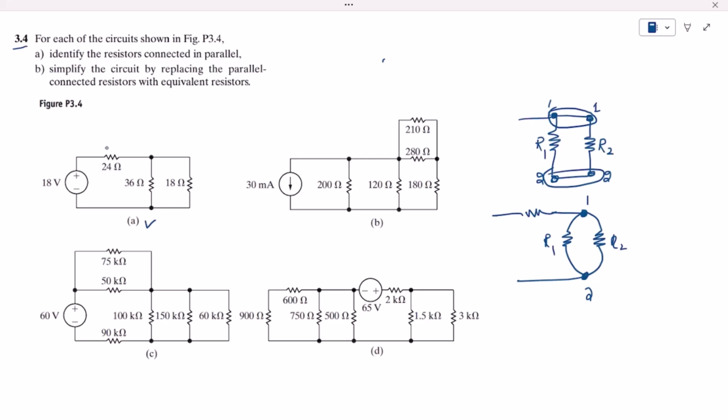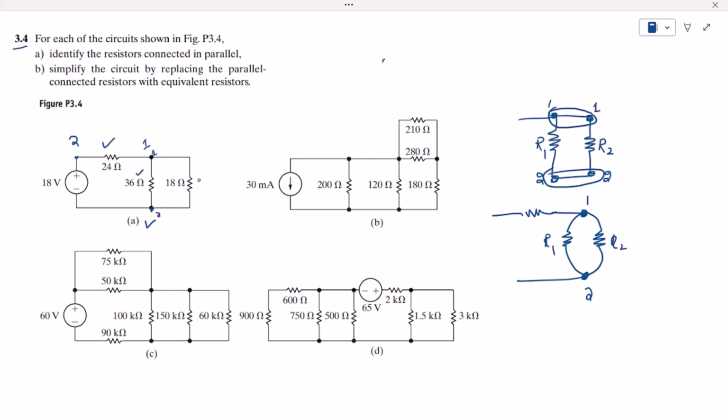Here we can see that this is the first resistor, this is end 1 and this is end 2. We can see that this end is not connected with this end of resistor R2. If this is the first end, this is the second end, we can see that this second end is connected with this voltage source. So 24 and 36 are not in parallel.